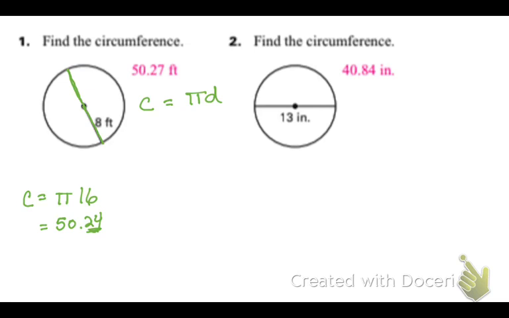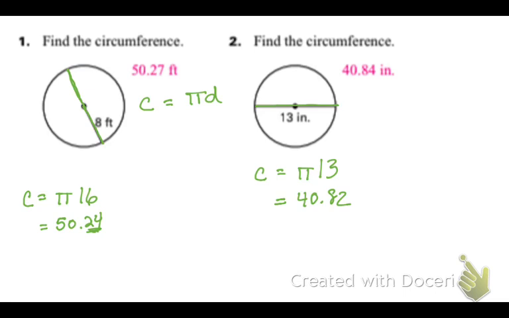Number 2 is even easier. C equals pi, your diameter is given. It's 13 pi, you plug that into your calculator, and that's equal to 40.82 in my calculator. So, super easy to just find those circumferences.